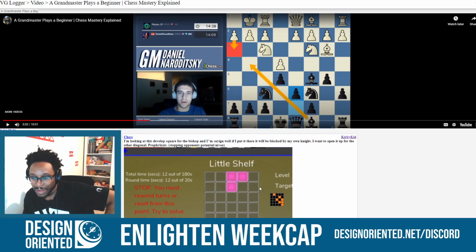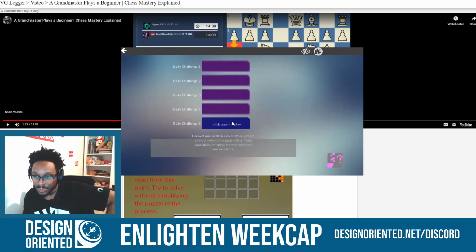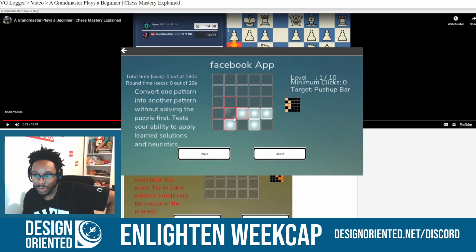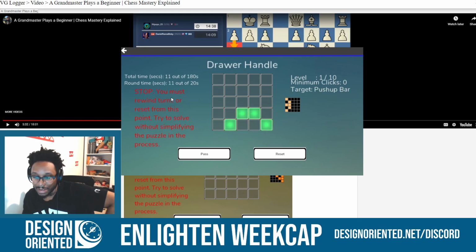Daily Challenge 5 asks you to get to a target. Again, he has a target in mind, but do it in a way where you don't simplify the puzzle at the same time. So if you're trying to make this shape here, it looks like this. All you need is 3 clicks. But if you try to make that puzzle out of this one, you may need to click here and here. But if you simplify it first, it's like, nope, you must rewind turns or reset. Try to solve without simplifying the puzzle in the process.